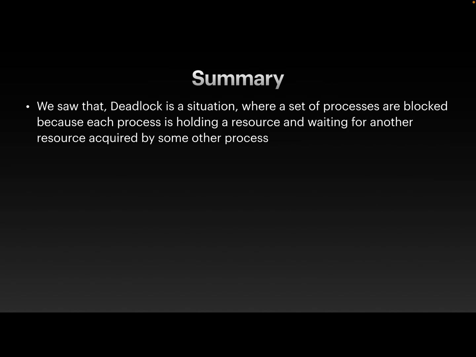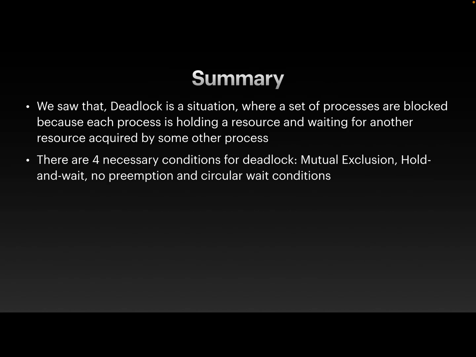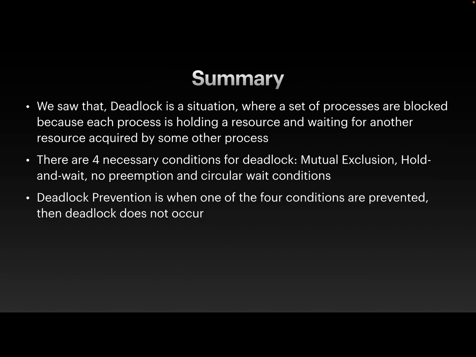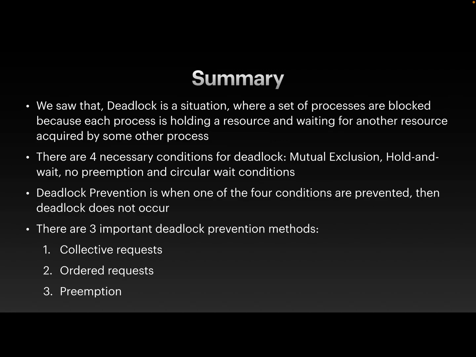Now let's recap. We saw that deadlock is a situation where a set of processes are blocked because each process is holding a resource and waiting for another resource acquired by some other process. There are 4 necessary conditions for deadlock: mutual exclusion, hold and wait, no preemption, and circular wait conditions. Deadlock prevention is when one of the 4 conditions is prevented. Then deadlock does not occur.